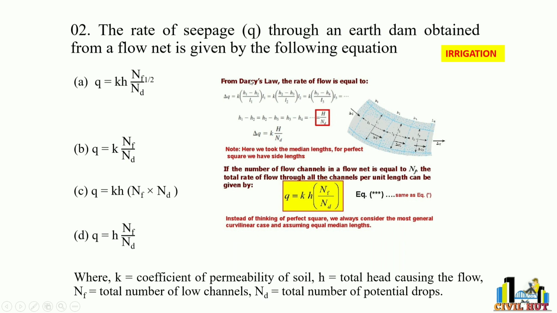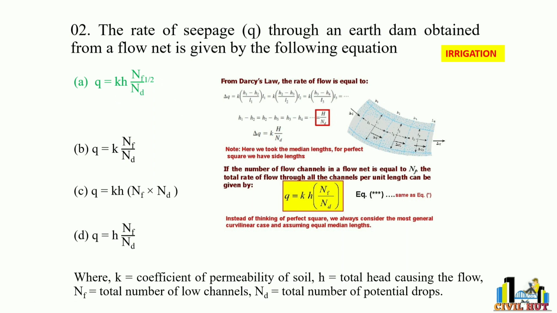We know that the seepage flow formula is Q equal to KH into NF by ND. Our answer is A. Here the 1 by 2 came by mistake. The answer is Q equal to KH into NF by ND.